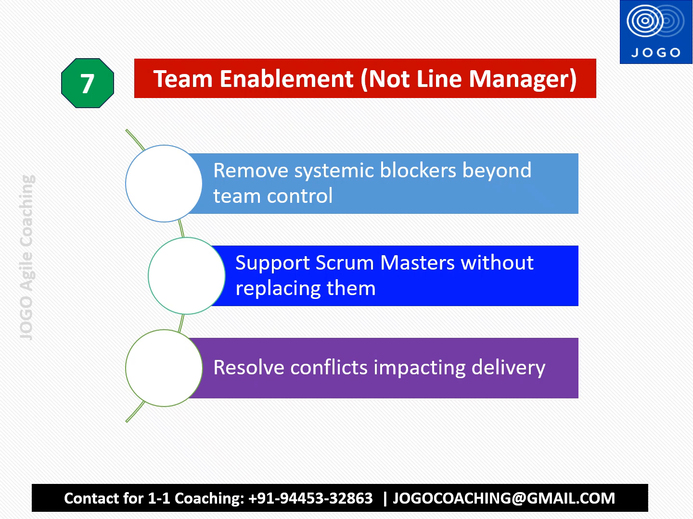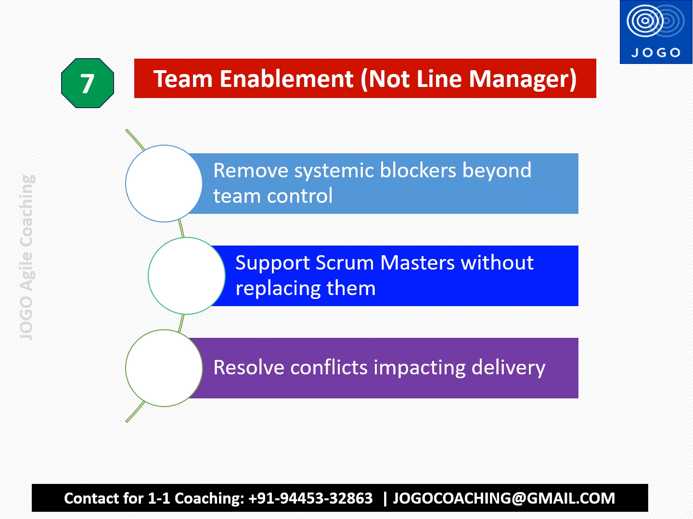The seventh key focus area is team enablement activities. This is not related to direct line manager or the people manager role. So in this aspect, Agile Project Manager will remove the systemic blockers beyond the team control. Systemic blocker means things that are not within the project execution. This can be related to infrastructure or the organization structure or the leadership expectation in a non-agile way or stakeholder interaction that is beyond the team's control. So Agile Project Manager will ensure that the systemic blockers or external things are controlled so that the team is enabled to do their work well.